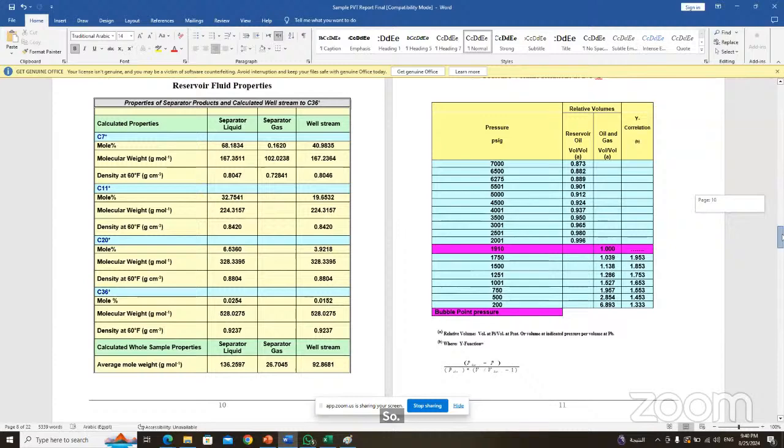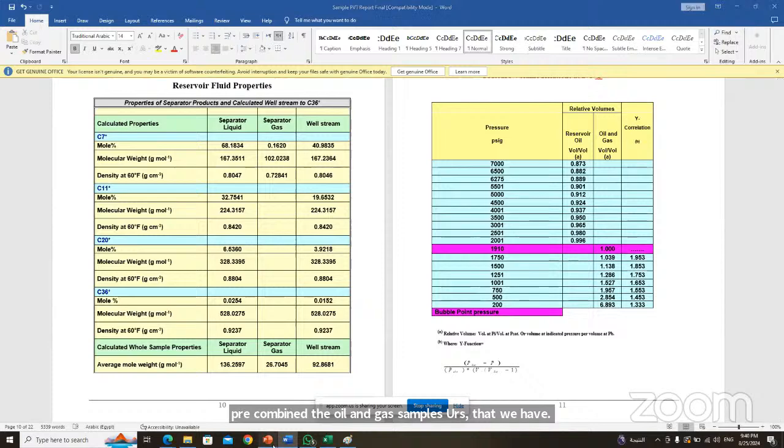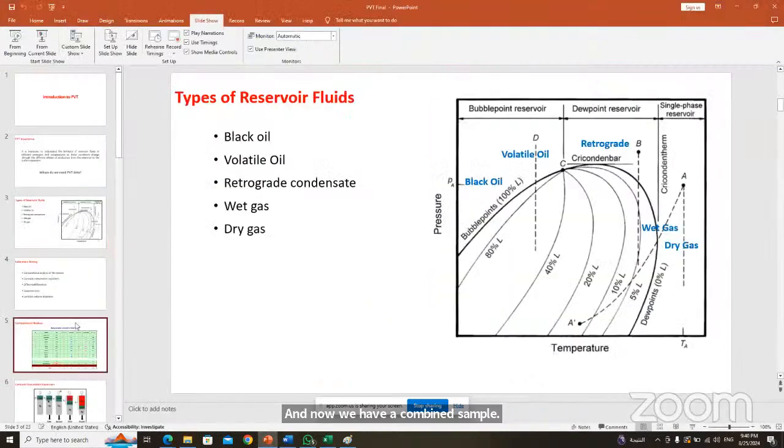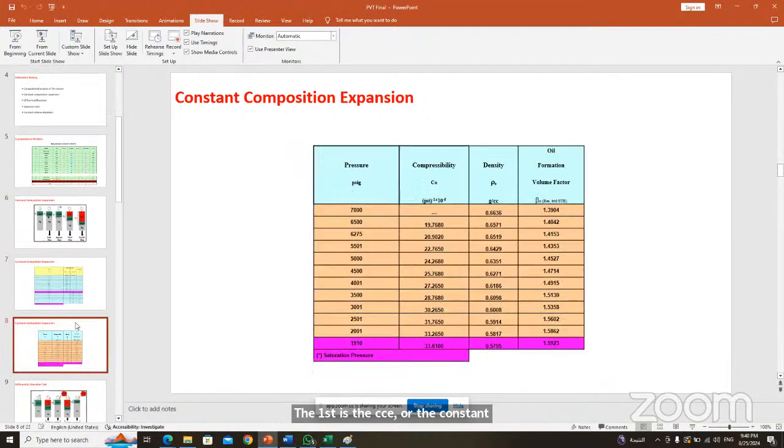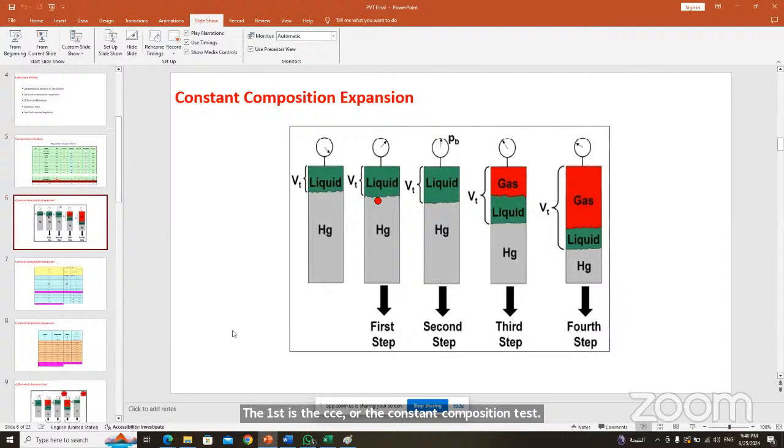Now let's get through the recombination. We recombine the oil and gas samples based on the GOR that we have, and now we have a recombined sample. For this recombined sample, the first test is the CCE, or the constant composition test. We start by putting our fluid at the initial reservoir conditions, or a little bit above them, at the reservoir temperature.